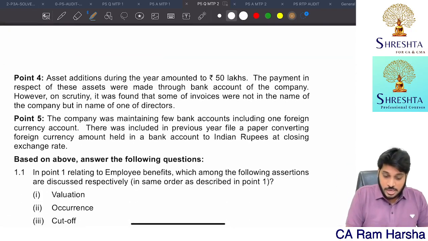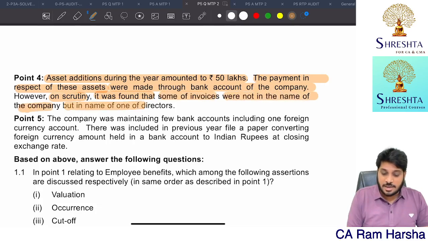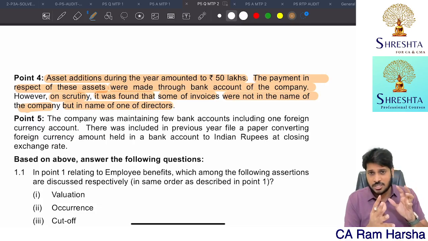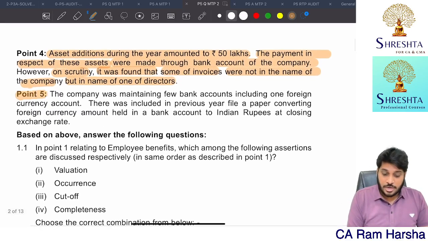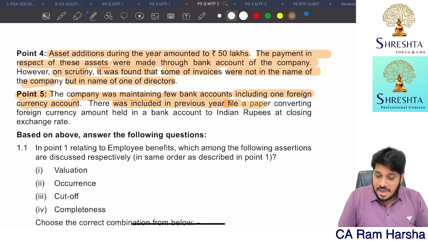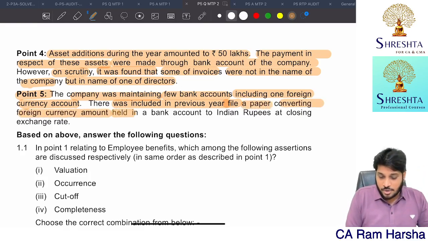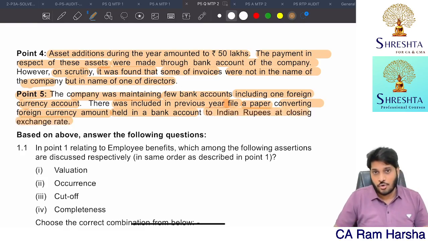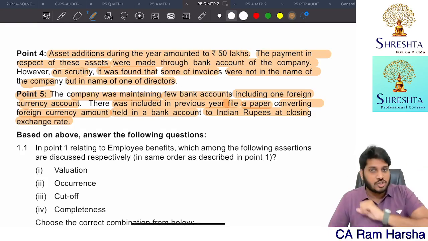Point number 4. Another point: asset additions during the year amounted to 50 lakh. The payment in respect of these assets was made through the bank of the company. However, on scrutiny, it was found that some invoices were not in the name of the company, but in the name of the directors. Okay, some assets were purchased in the name of the directors. Fine. Another point, point number 5. The company was maintaining a few bank accounts, including one foreign currency account. The previous year file included a paper converting the foreign currency amount held in the bank into Indian rupees at the closing rate. So in the previous file, he also saw the conversion related workings.